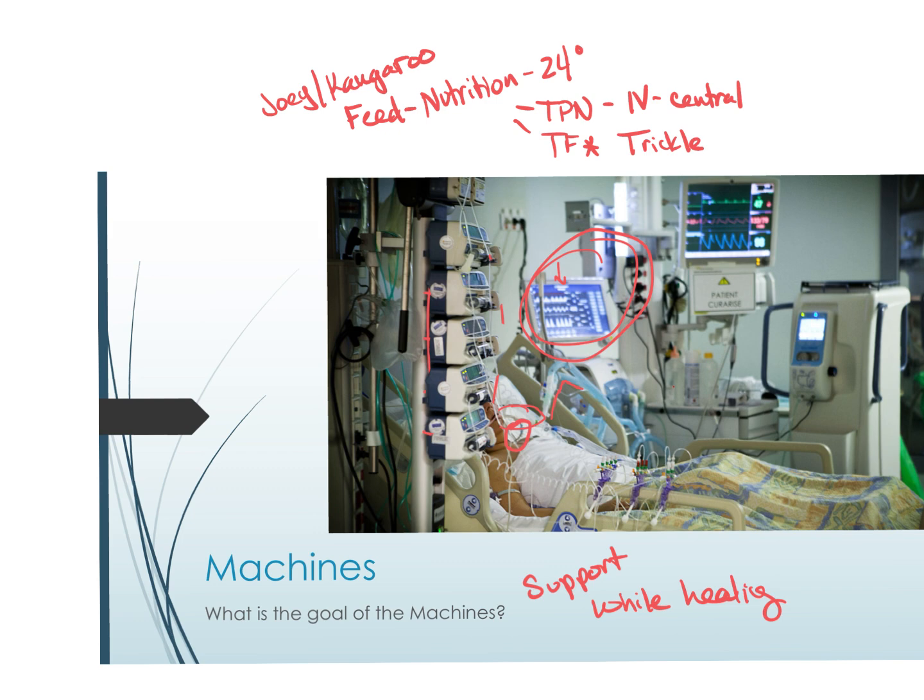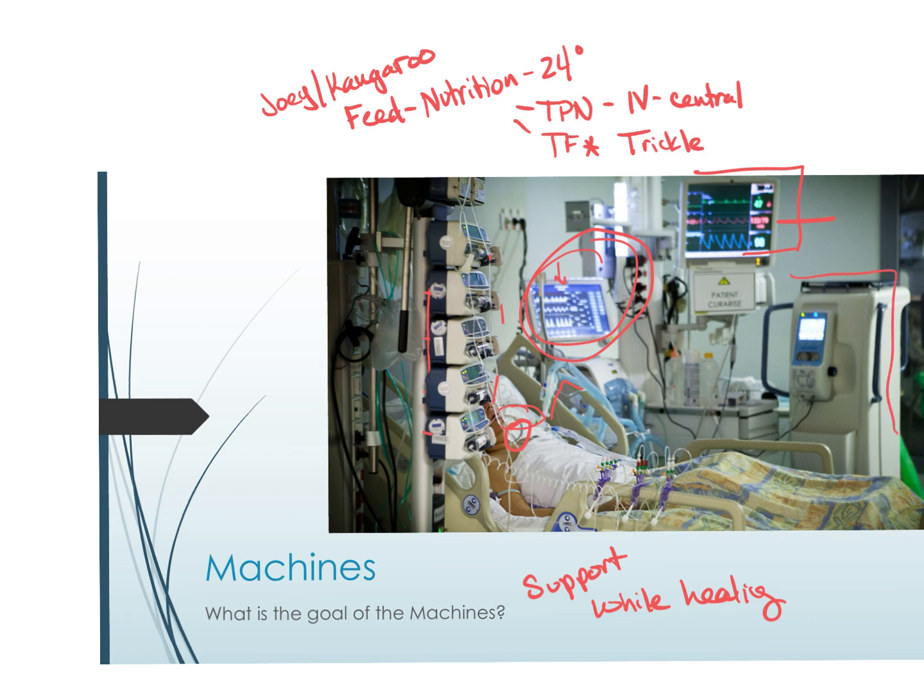When you look, here's our monitors. So we want to always be checking out our monitor. And one thing I can see is that we've got an art line going. So that lets me know we're either on some pressors or we've got a pretty sick person, because that art line just bumps us up to that next level of care.